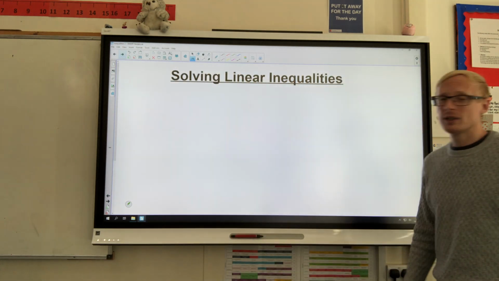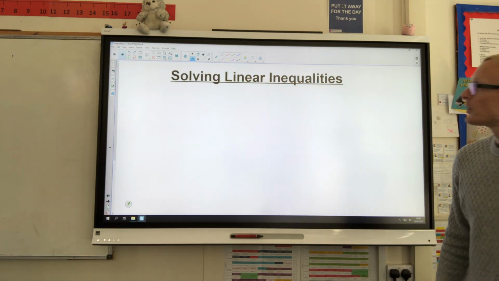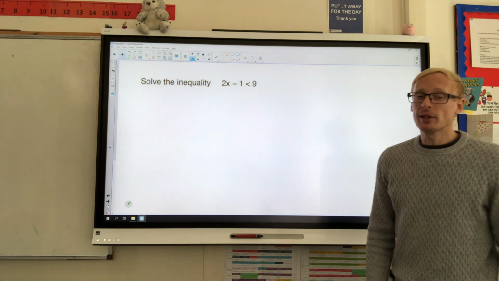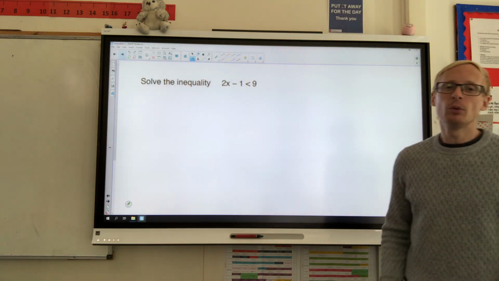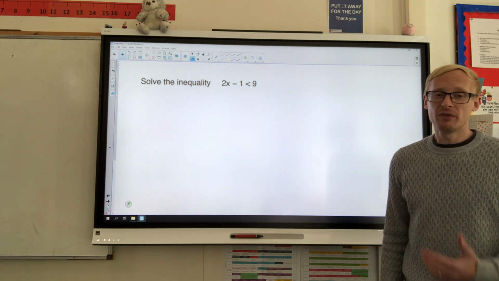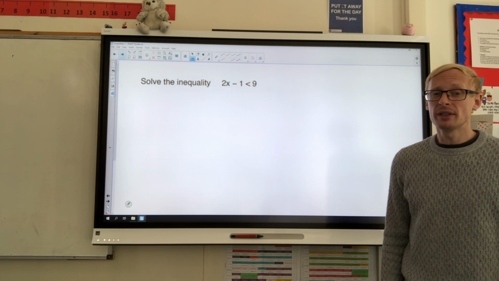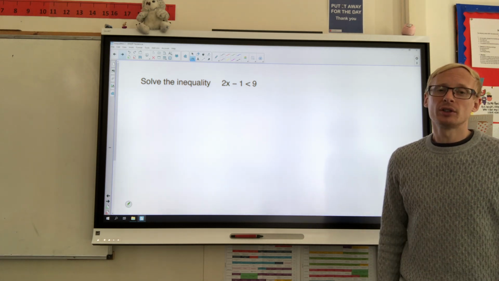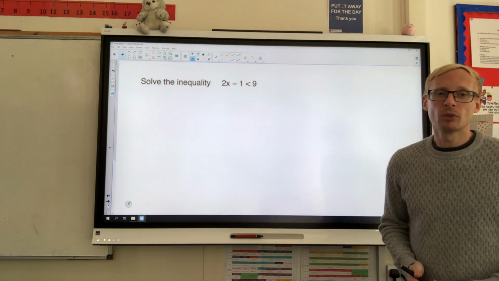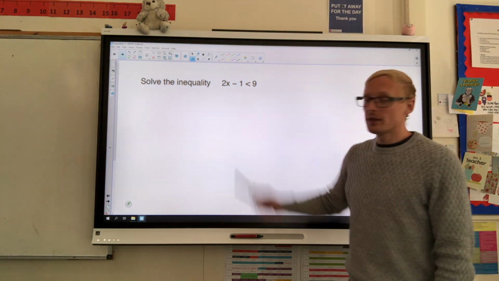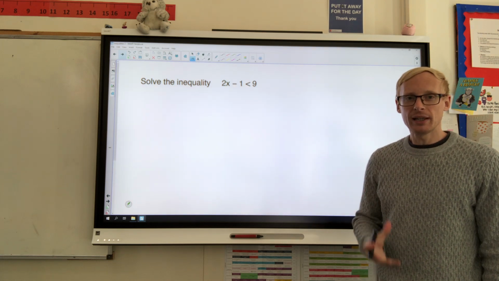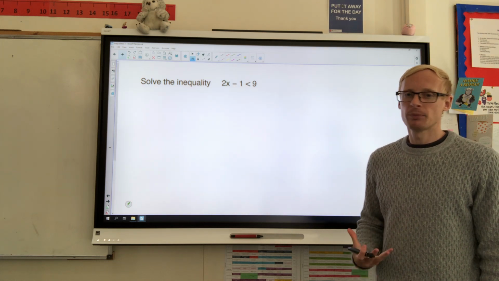So solving linear inequalities is going to be your title. And essentially, you will be relatively familiar with the idea of solving equations already. Some of you might be very familiar with the idea of solving inequalities, and it's not a massive stretch to go from equations to inequalities. The rules are exactly the same, okay? So when I'm looking to solve an inequality, it is just the same as solving an equation. I'm looking to isolate x and to work out the value of x, okay?